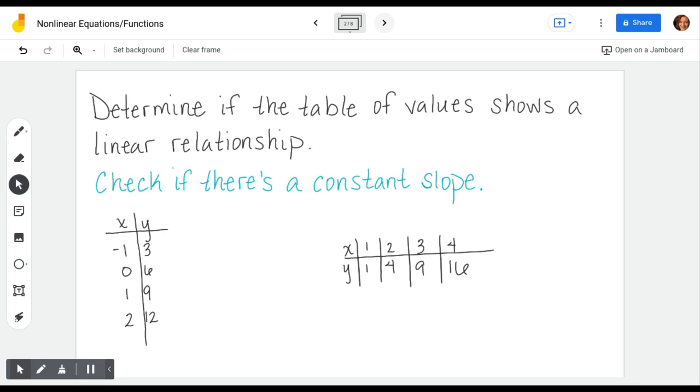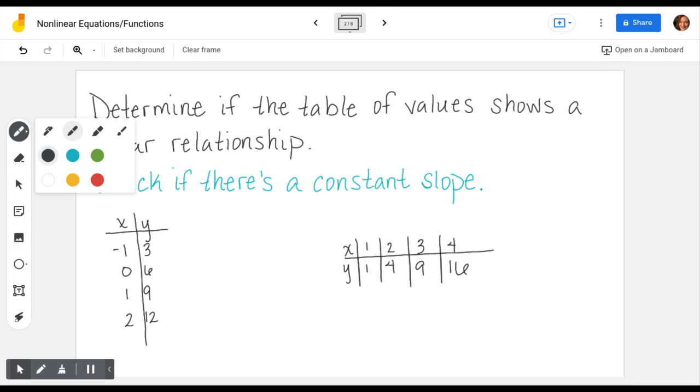The first thing that we need to check for is whether or not a table of values shows a linear relationship. For a line, it has to be constantly changing by the same amount, going up and over or down and over by the same rate of change every time. In other words, every time you check your slope between a pair of points, you should get the same answer. So that's what we're going to do. We're going to check our slope.